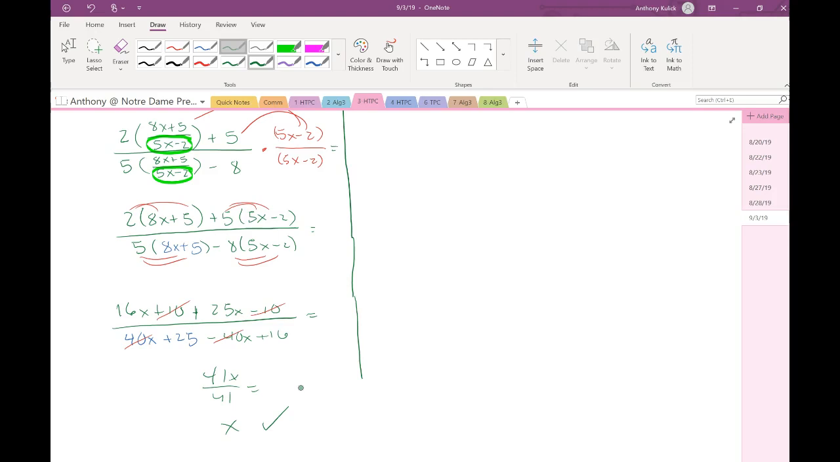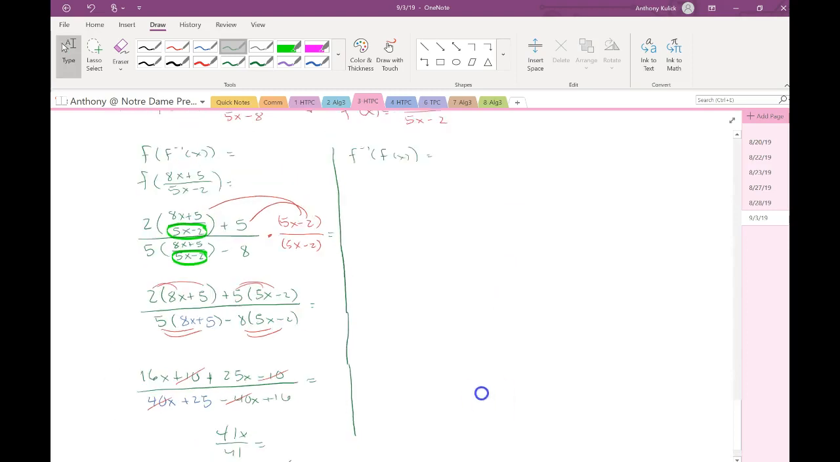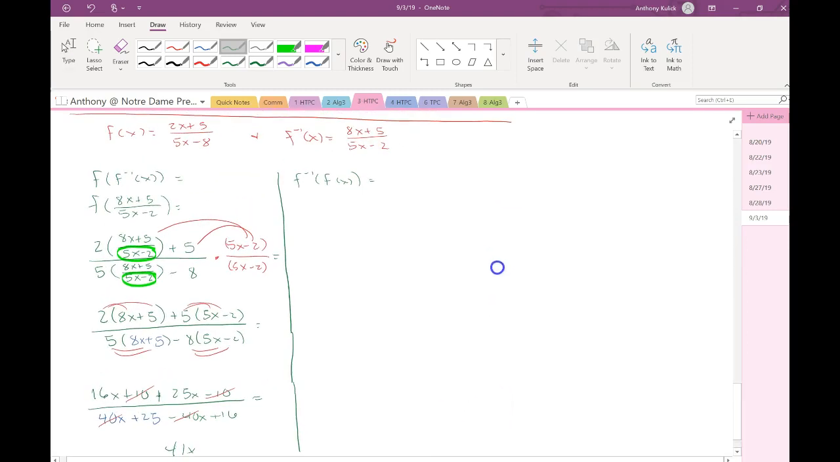You want me to scroll back up? Would that be helpful? That way you can get f and f inverse both on the same page, and the previous work.